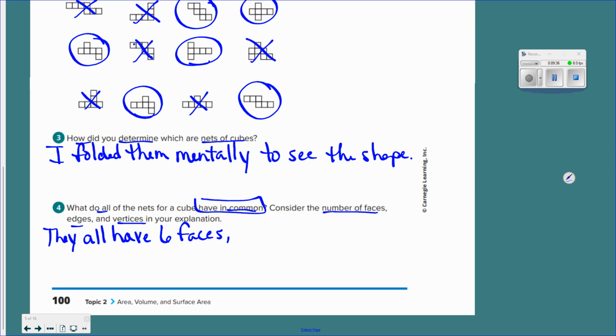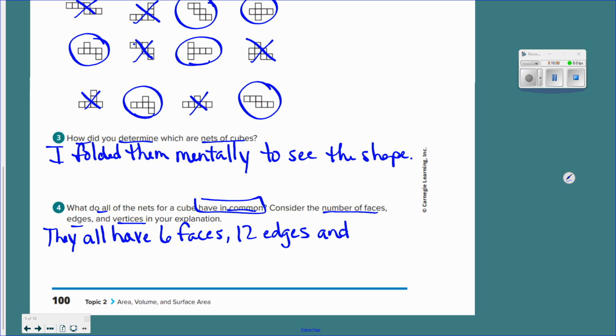Each edge is going to be made of 2 faces, right? So across the top, I'm going to have 4. On the bottom, I'm going to have 4. And then on each of the sides, I'm going to have 4. So that's 12 edges. And how many vertices?